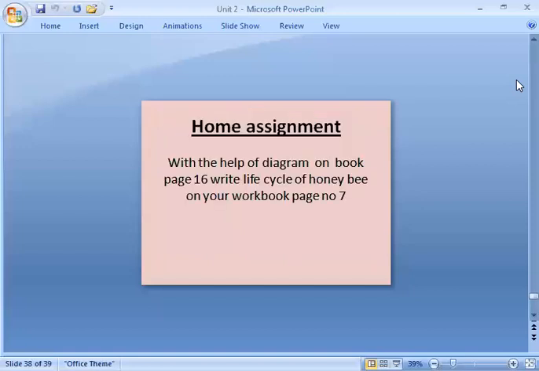And it is time for homework. Home assignment. With the help of the diagram on book page 16, write the life cycle of honeybee on your workbook page number 7.